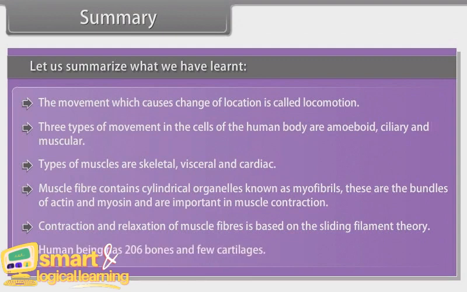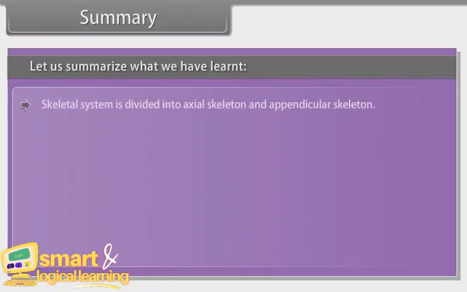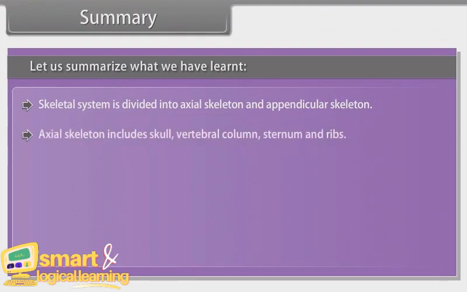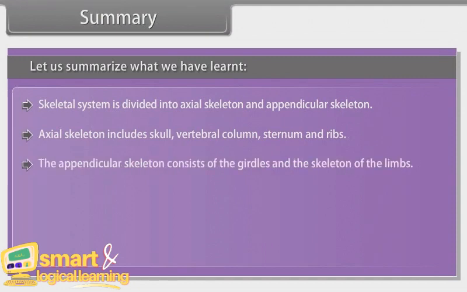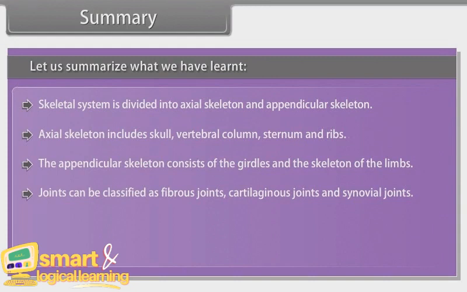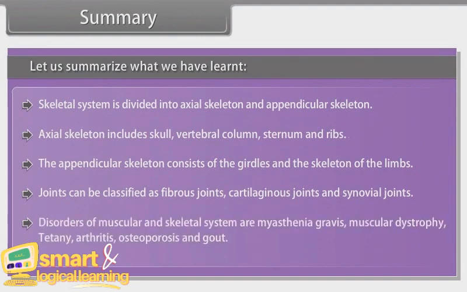Human beings have 206 bones and a few cartilages. The skeletal system is divided into axial skeleton and appendicular skeleton. Axial skeleton includes skull, vertebral column, sternum and ribs. The appendicular skeleton consists of the girdles and the skeleton of the limbs. Joints can be classified as fibrous joints, cartilaginous joints and synovial joints. Disorders of the muscular and skeletal system are myasthenia gravis, muscular dystrophy, tetany, arthritis, osteoporosis and gout.